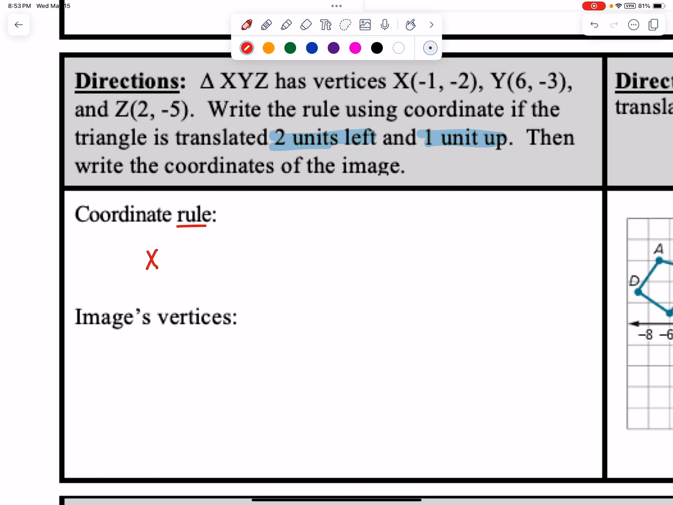When we have an X and a Y, okay, coordinates, draw an arrow. What are we doing to them? Okay, we're taking the X and we're going 2 units left. So left is negative 2, comma, and we're taking our Y and we're going 1 unit up. So there'd be a +1. So that's the coordinate rule. If you follow that, then you will translate it correctly.